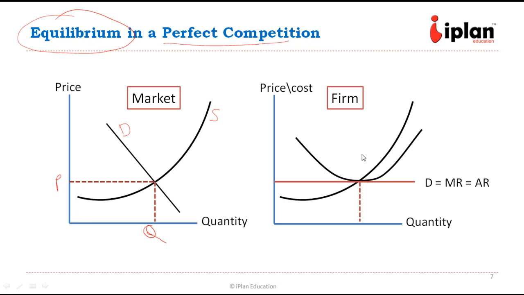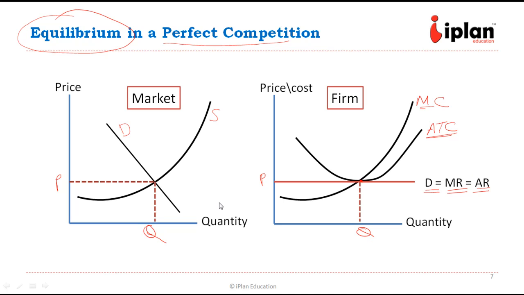Similarly, if we look at the firm's curve, we have price or cost on the y-axis. So this is the curve of marginal cost and this is average total cost. Since the marginal cost curve cuts the average total cost curve at its minimum, at that point we are producing the quantity, this is the price, and the horizontal line is showing the demand curve or marginal revenue curve or average revenue curve. All of them are going to be the same for the perfect competition case.